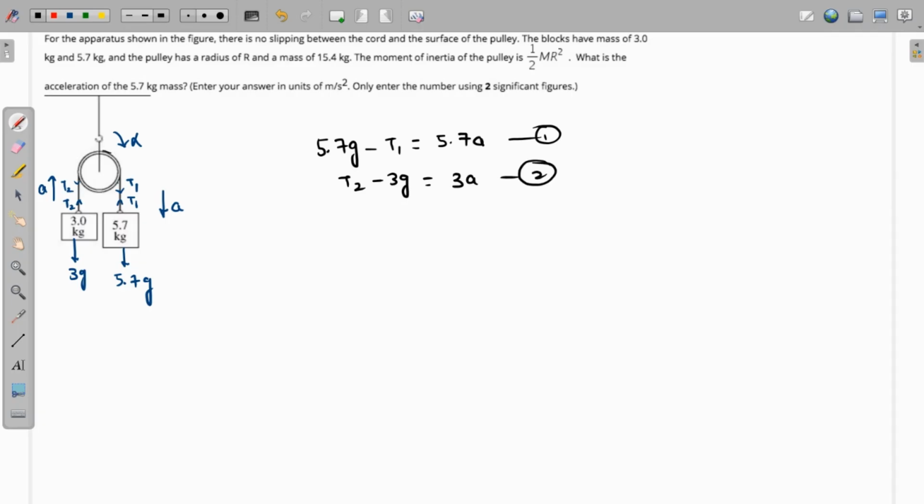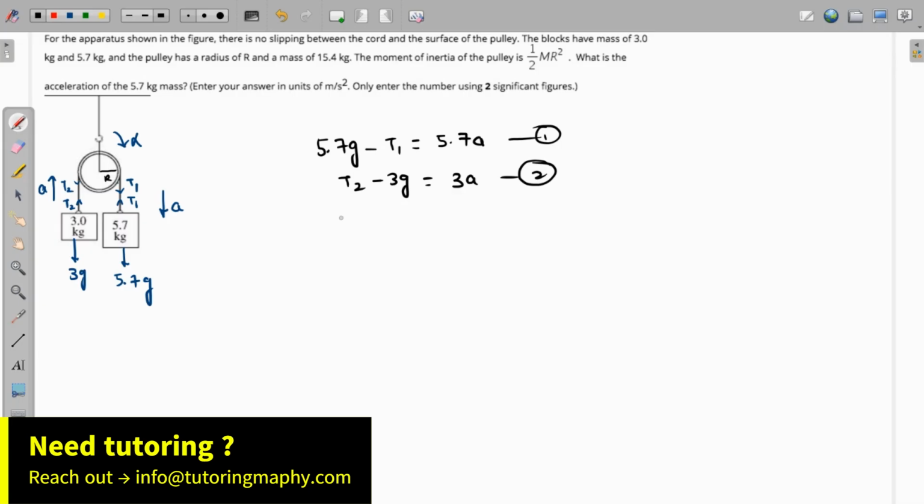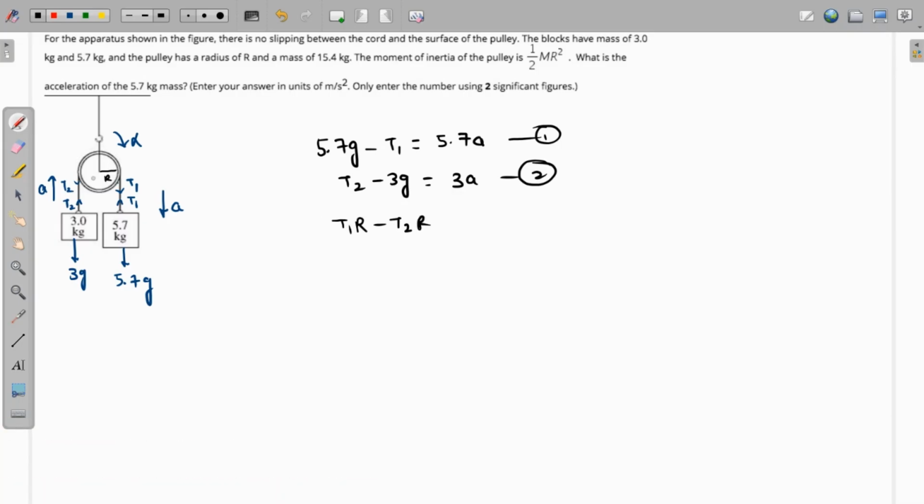And then the net torque on the pulley, since this is the tension and the perpendicular length is r, for T1 that's T1 r minus T2 r. Why minus T2? Because they are trying to move in the opposite direction, and that's why it's negative. So torque we know is I alpha, where I is the moment of inertia. What is the moment of inertia? Half m r squared times alpha.